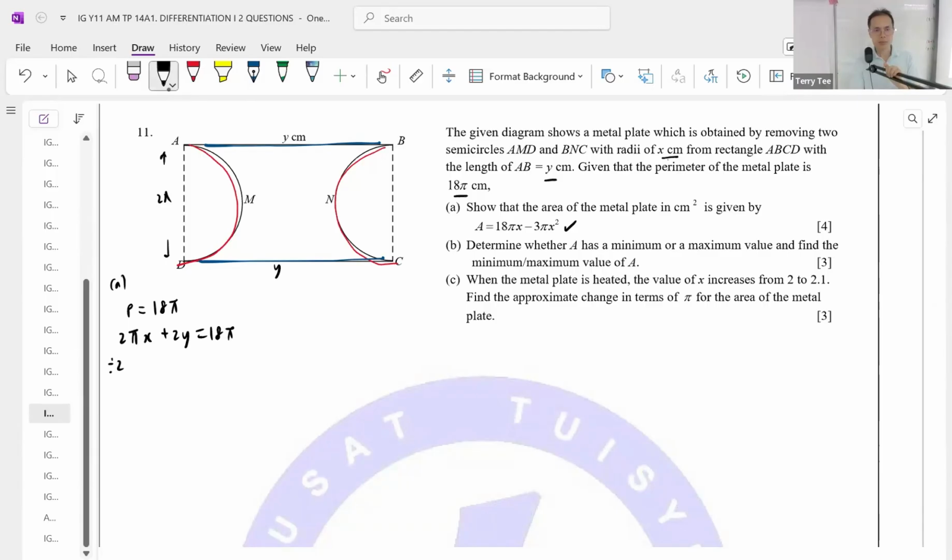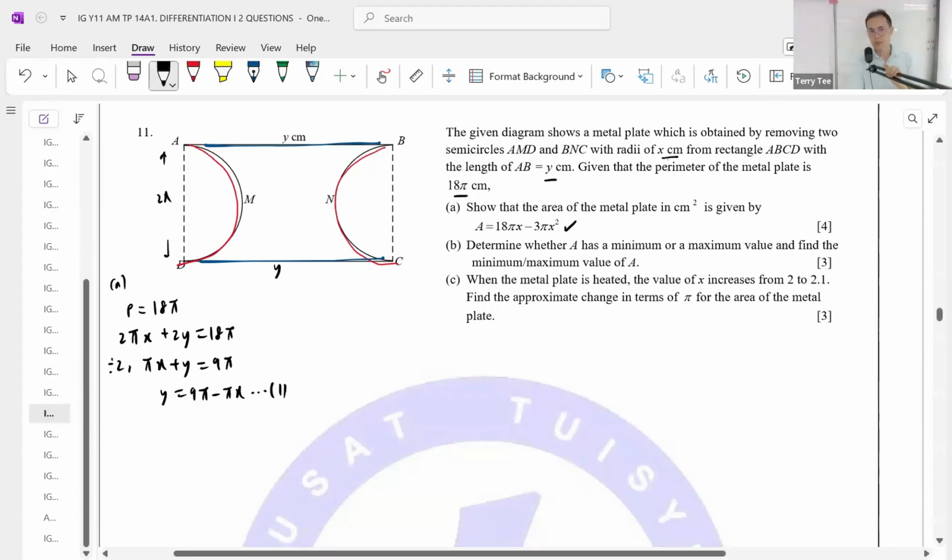We start by dividing by 2. Pi x plus y is 9 pi. Make y the subject. Yeah, equation 1. Second equation, I'll take the rectangle minus the 2 semicircles added together, which basically you're subtracting a circle, one circle, pi r squared.